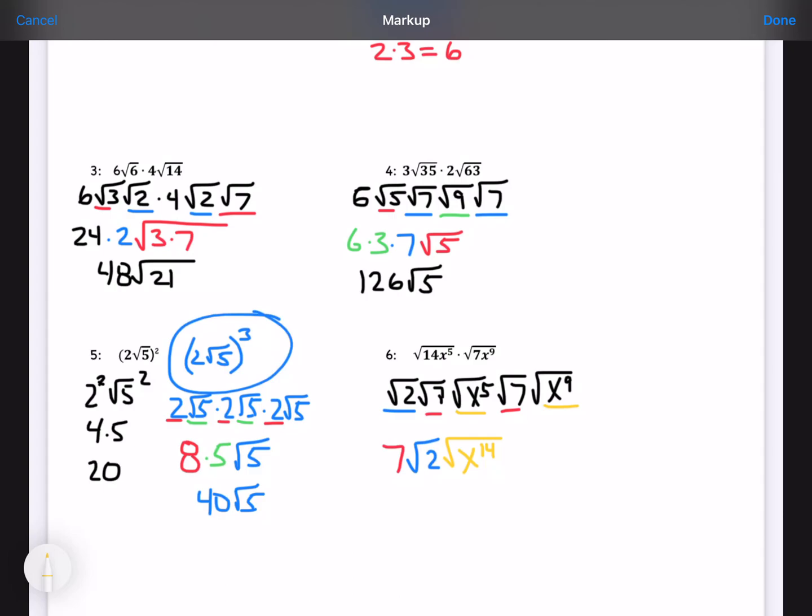And so here's the easy thing. When we take the square root of a variable, you just cut the power in half. So the square root of x to the 14th is x to the 7th. So you can write this as 7 square roots of 2 times x to the 7th, or you can say 7 x to the 7th times the square root of 2. Either way, I don't really care.